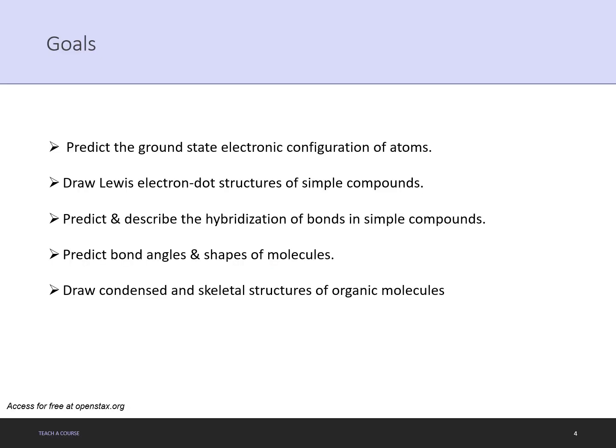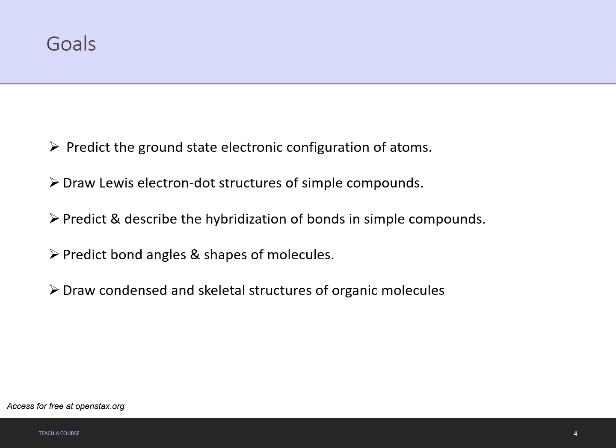Anyway, the goals of this chapter are that once you finish studying this chapter, you should be able to predict ground state electronic configuration of atoms, be able to draw the Lewis dot structures of simple compounds, be able to predict and also describe hybridization of bonds in simple organic molecules, be able to predict the bond angles and shapes of molecules, as well as draw the condensed and skeletal structures of organic molecules.